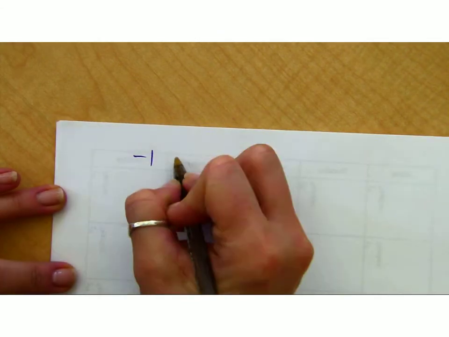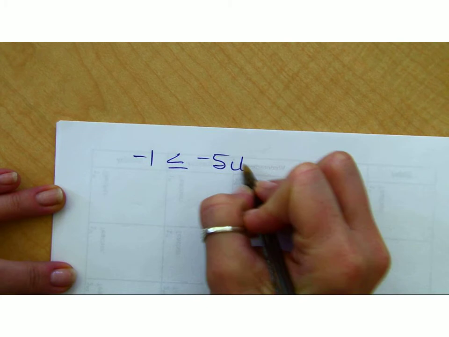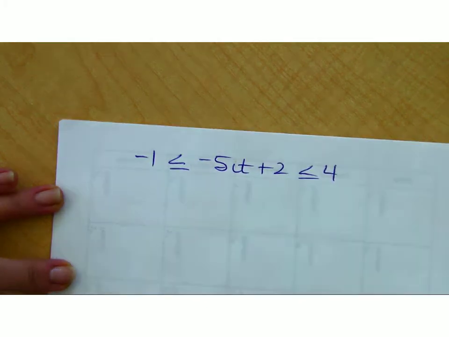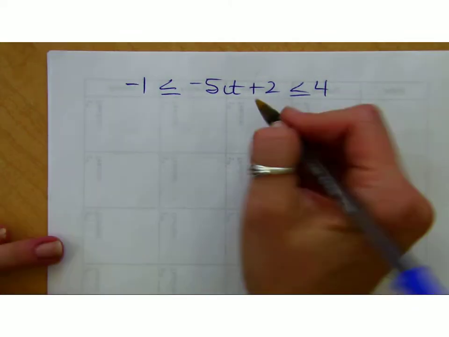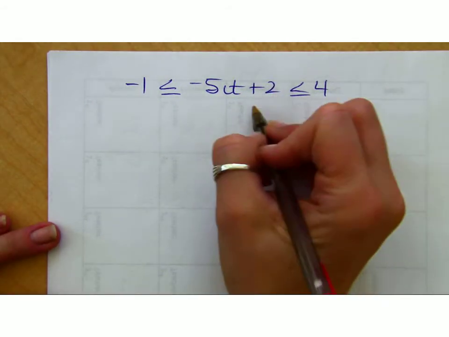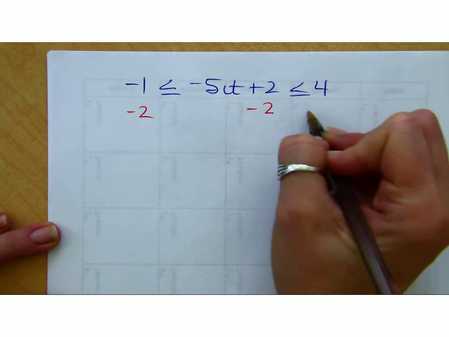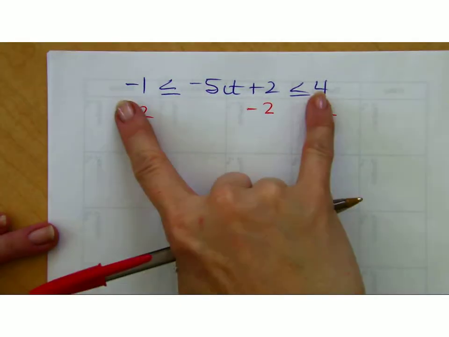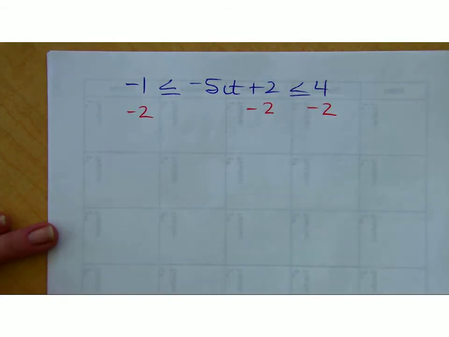-1 is less than or equal to -5t plus 2, which is less than or equal to 4. So, watch this. If I were to start out, first of all, you always cancel that constant. Subtract it from the middle, then you have to subtract it from the left and the right. You're not going to get these on the same side. You are not trying to combine like terms like that. This is 3 separate sides.